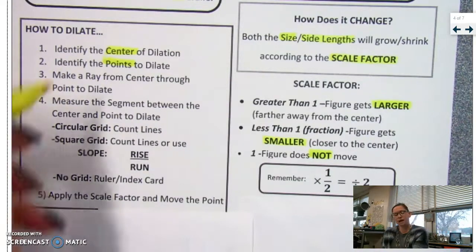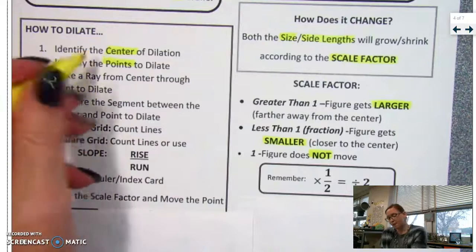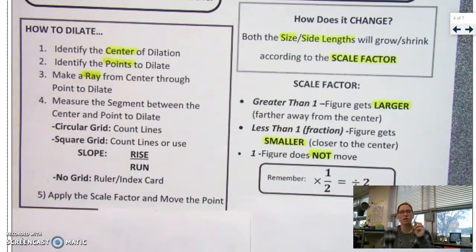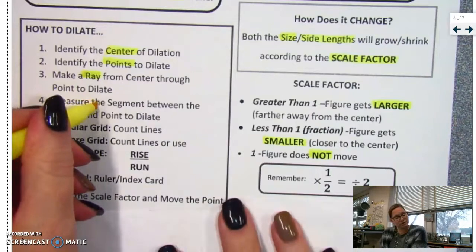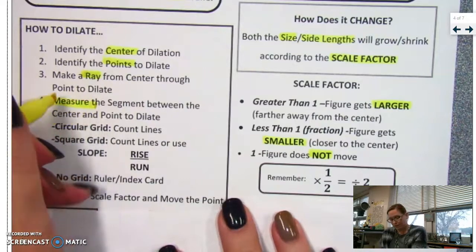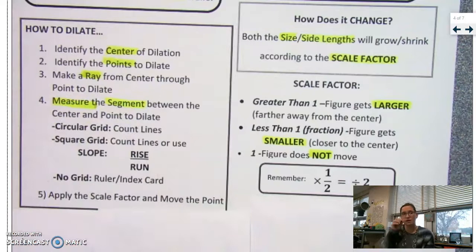So what we have to do next is make a ray. A ray should start at the center and go through every single one of those points that you are dilating. The next step is to measure the segments. Measure the segments between the center and the point you're dilating. So you're going to measure that distance.